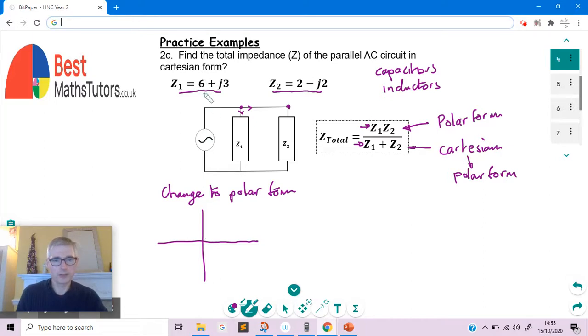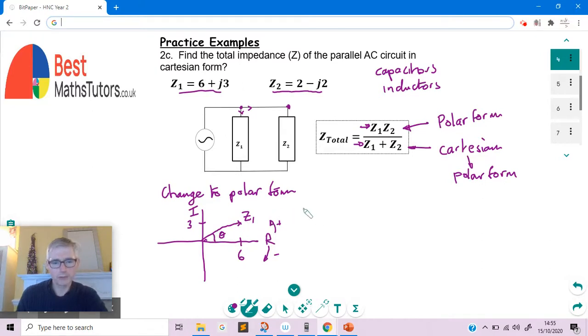If I do that, then I've got 6 on the real axis. The real is the horizontal axis, and I've got the imaginary, which is also the j-axis. That's the imaginary part of it, and that's 3. So we can see that representing Z1 on that Argand diagram, it would be there. There's Z1. What I need to work out is this angle here from the horizontal axis. We need to know that this is the positive direction and this is the negative direction.